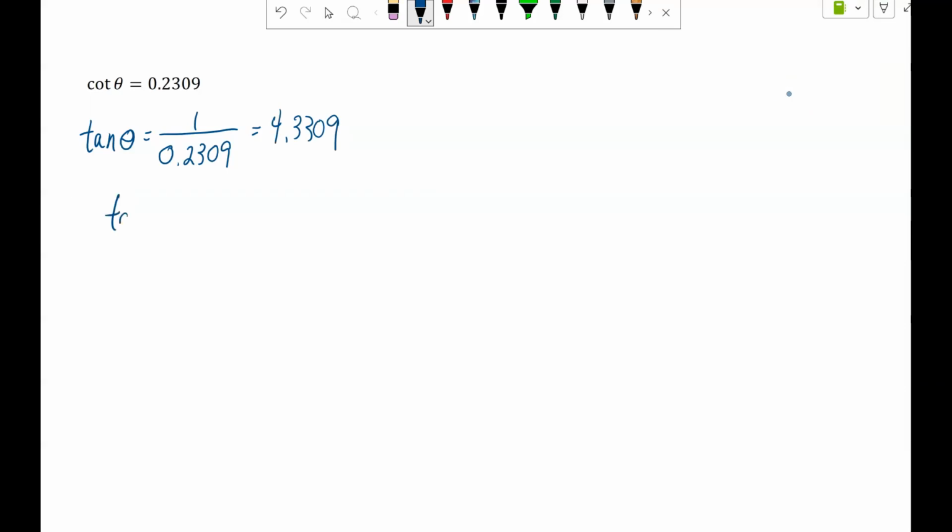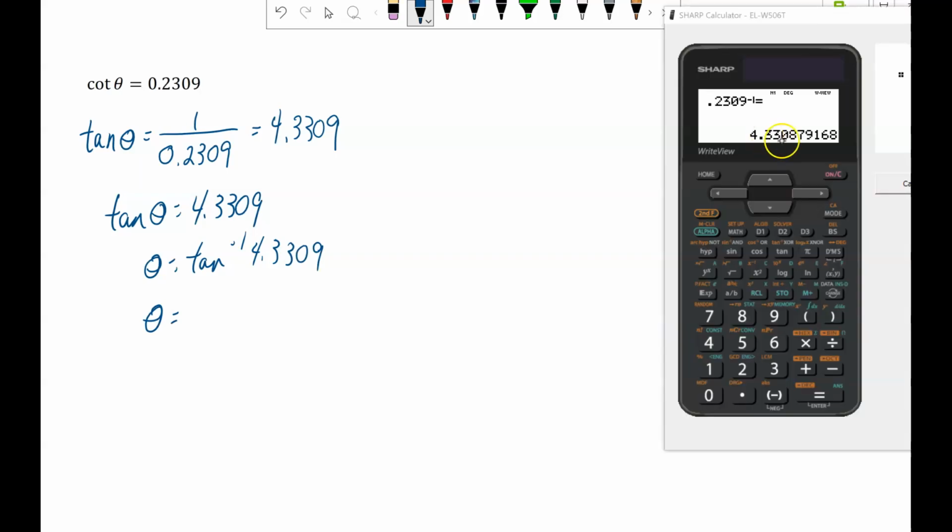So tan of theta equals 4.3309. So theta is the tan inverse of 4.3309. So theta is equal to, and since it's best to leave it on the calculator, no rounding has occurred, we'll do second function tan and equals. And that will be 77 degrees.